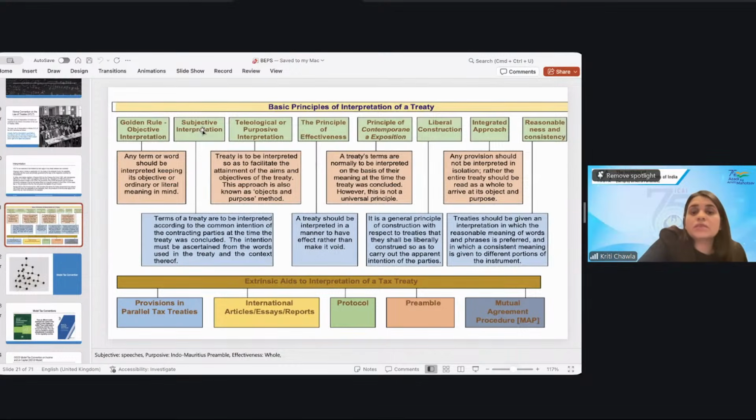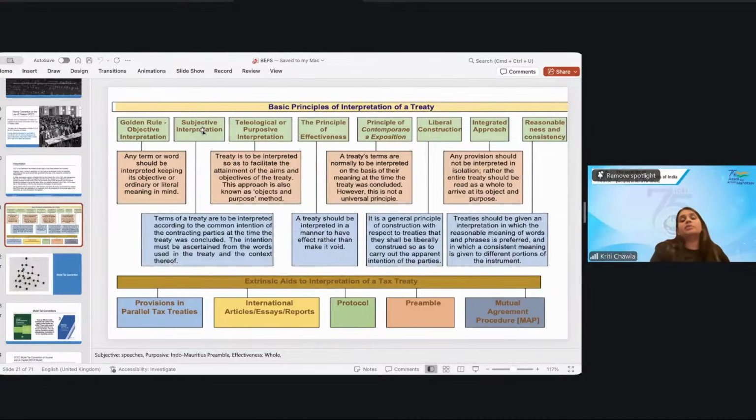Then there is something called as purposive interpretation. Now, the treaty is to be interpreted so as to facilitate the attainment of the aims and objectives of the treaty. This approach is also known as the object and the purpose approach. So there is always a purpose to contracting a treaty. As we discussed, there is always a need, or a purpose, to these particular treaties. And that is what you have to keep in mind. You can also read through the preamble of a particular treaty so as to see the purpose, the objectives and aims of that particular treaty.